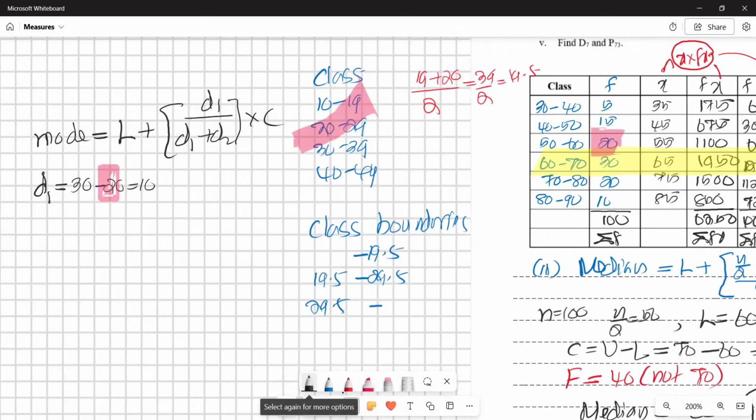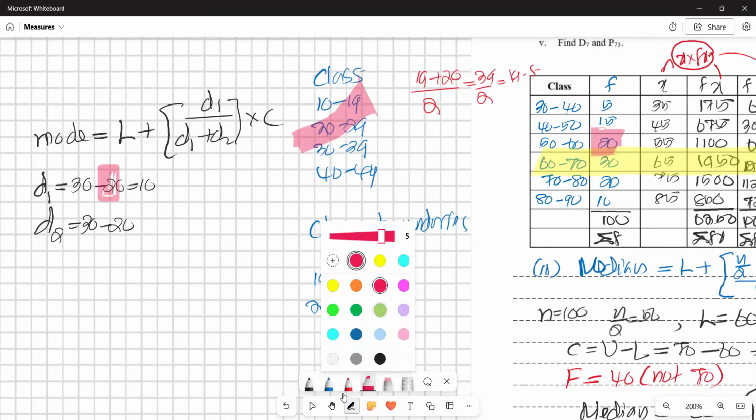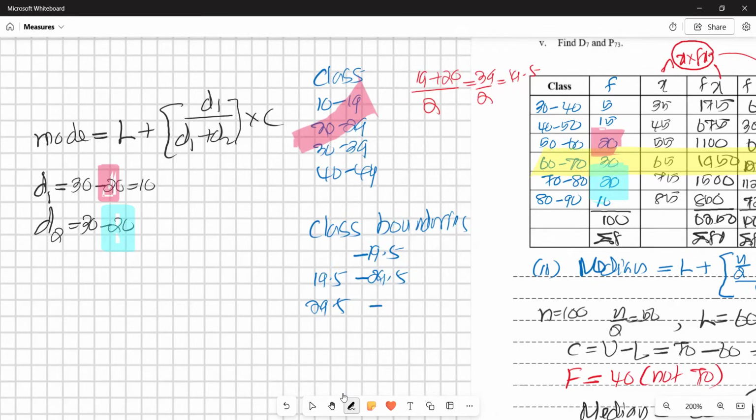Right, D2. D2 is 30 minus 20. That 20 appears here, the next class. Anyhow, that also will provide 10. Right, now D1 and D2 are okay.